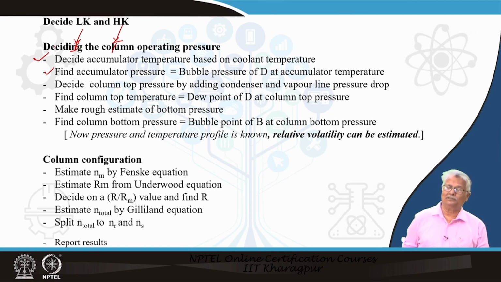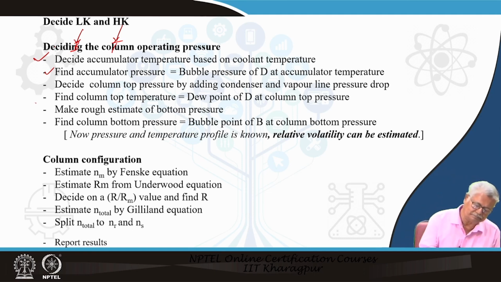The column top temperature is nothing but the dew point of the distillate at the column top pressure. We know the column top pressure, we just found it out. So, we find the dew point of the composition D at this pressure, and we note this as the column top temperature.